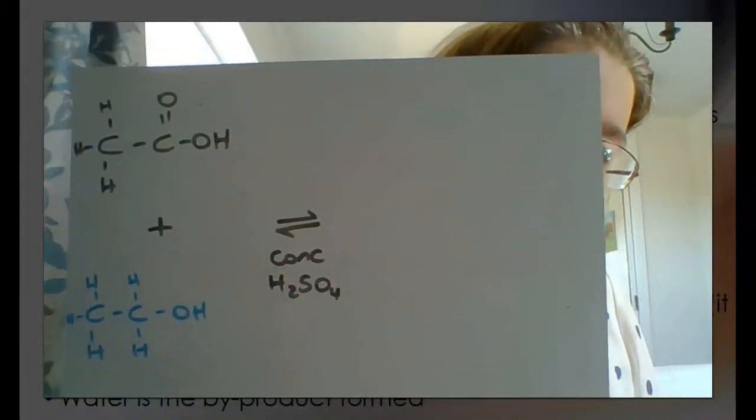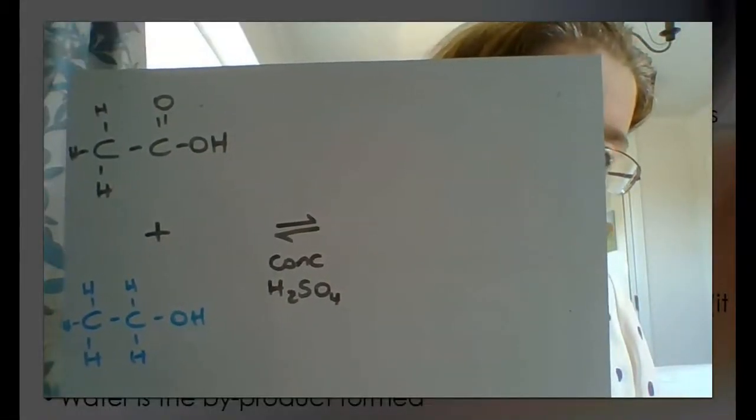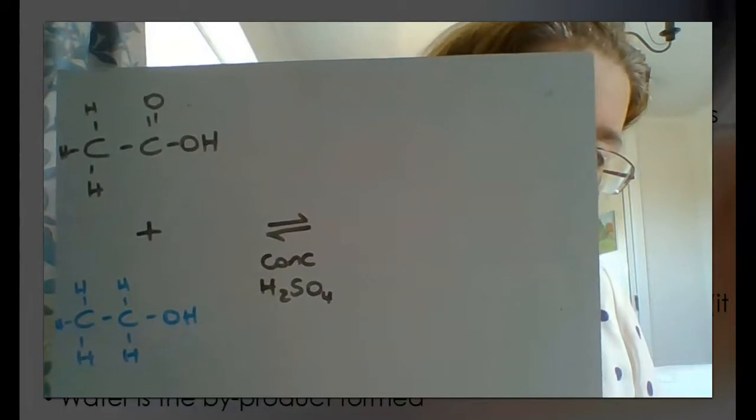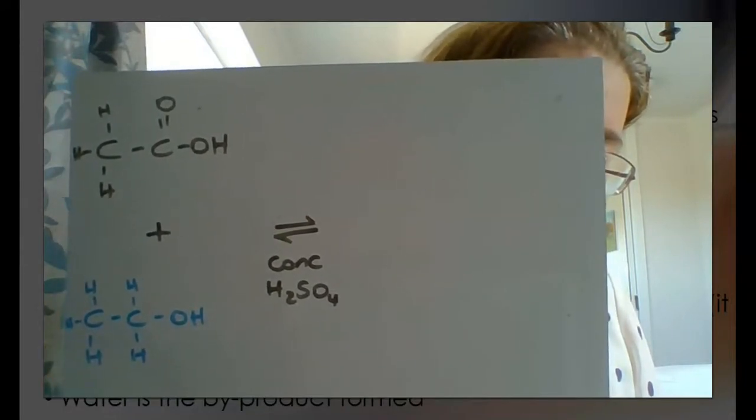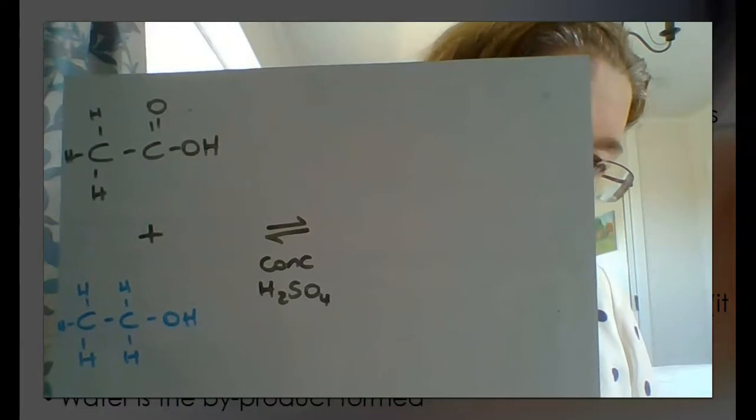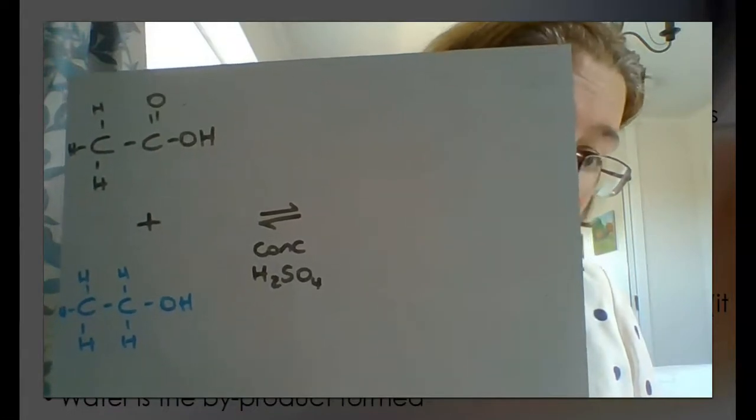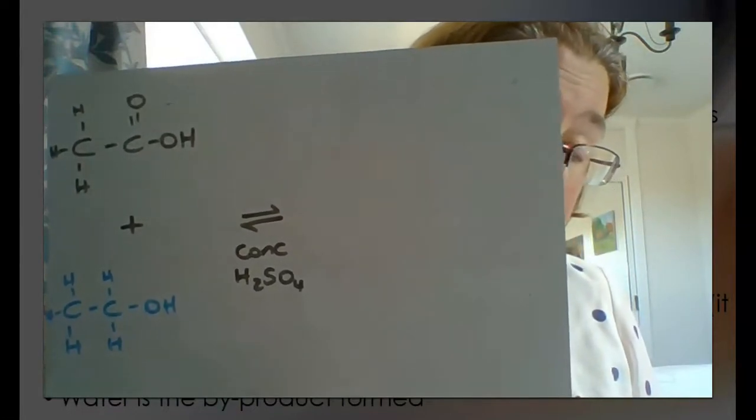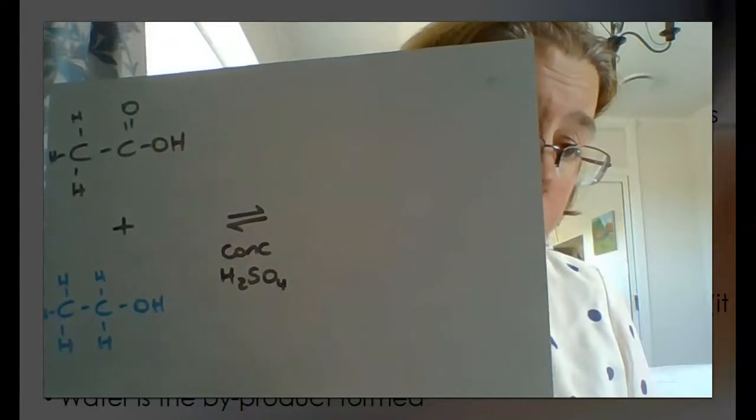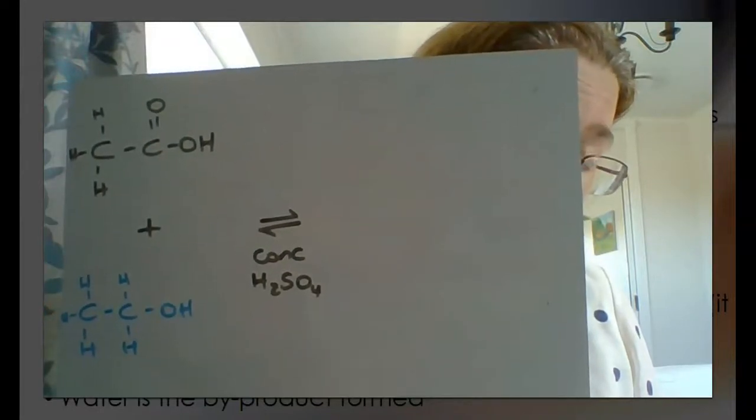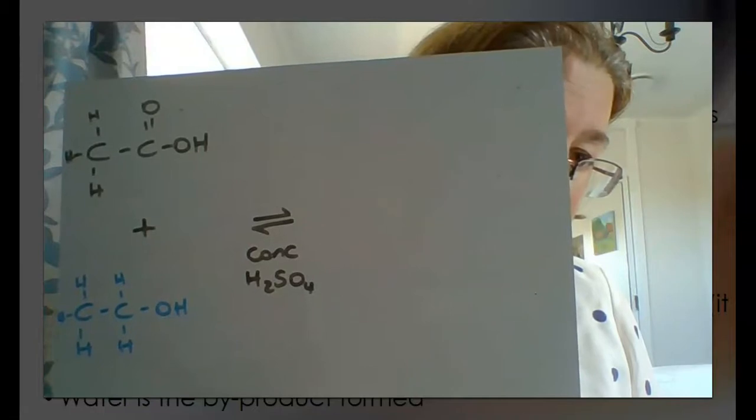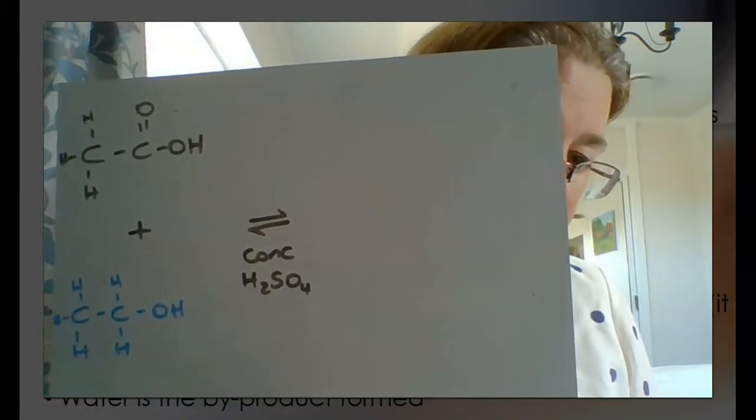Okay, so this is the basics of an ester reaction. We have a carboxylic acid and an alcohol. Now I'm just drawing this in this way so that I can actually fit it all on this tiny little board. It is an equilibrium reaction, so when you write this equation you do need to include the equilibrium arrow, and you do need to note the presence of concentrated sulfuric acid as a catalyst.